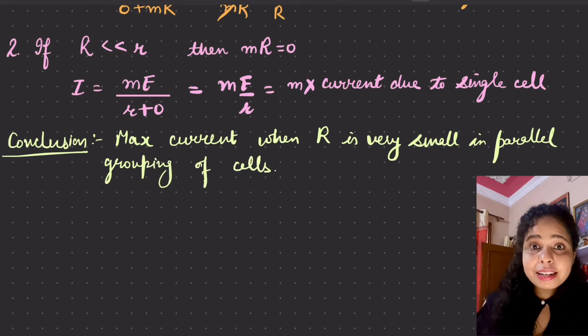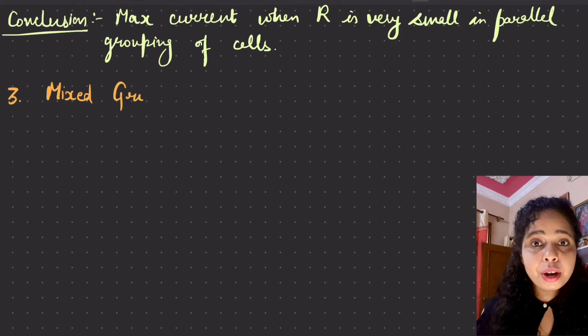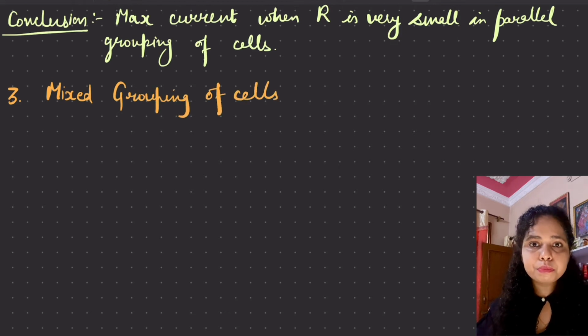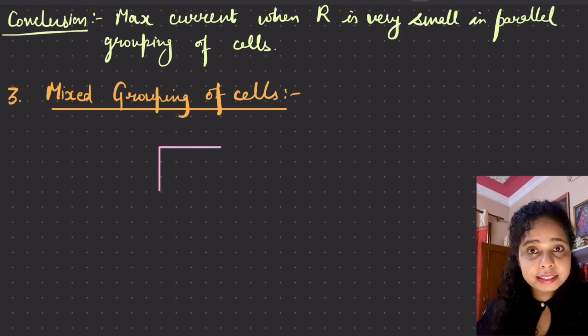In mixed grouping, let us say we have n number of cells connected in series in every row and we have m rows. So let us draw the circuit. In the first row we have n number of cells, each of EMF E and internal resistance small r.